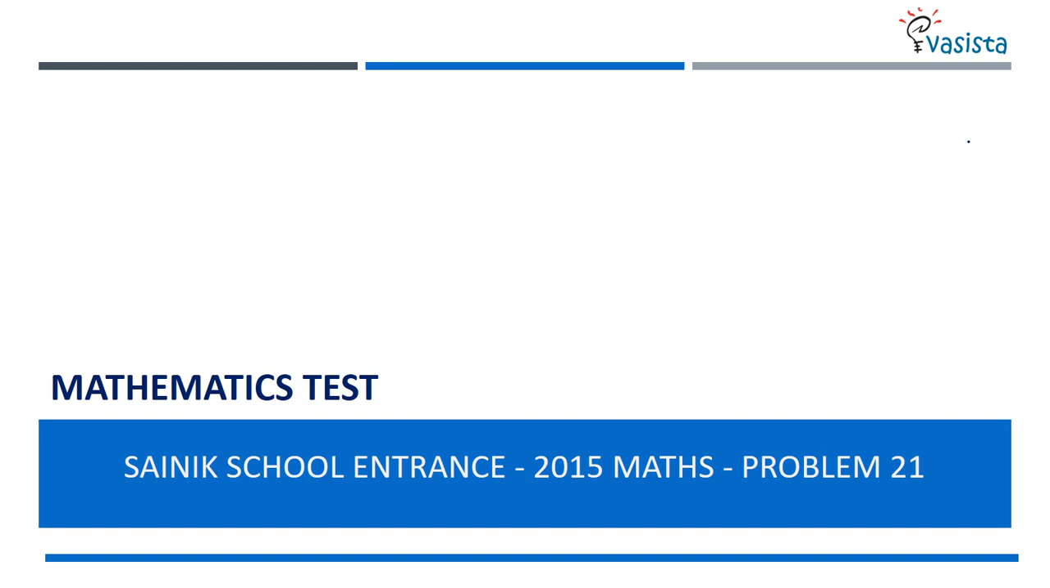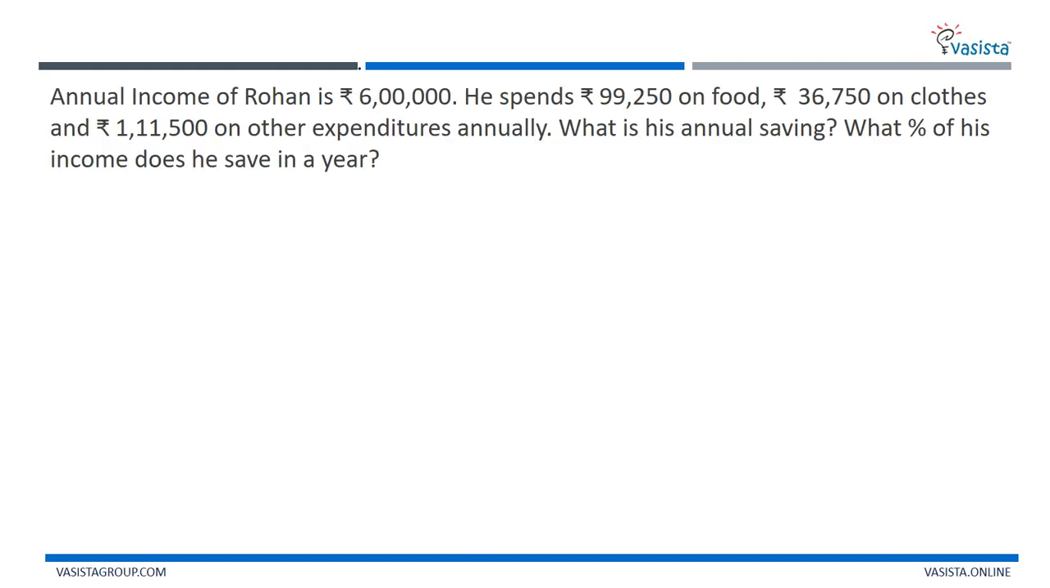Okay, well, let us go with problem number 21. Read the problem carefully. The annual income of Rohan is 6 lakhs. He spends 99,250 on food, 36,750 on clothes and 1,11,500 on other expenditure annually. What is his annual saving? What percent of his income does he save in a year? That is what we need to calculate.